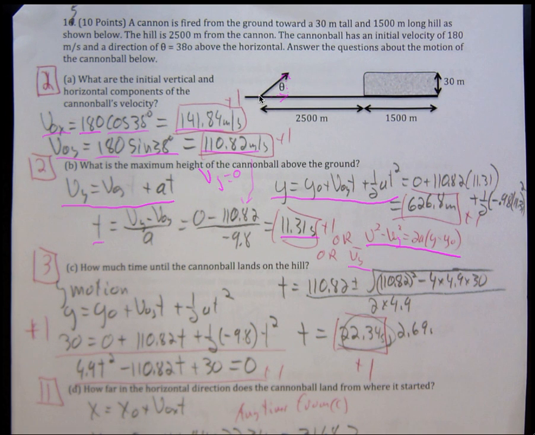And then the cannonball is going to land on the hill. And part C is how much time until that happens. And so it's the y motion that determines that. Without gravity, it'd never land on the hill. So gravity acts in the y direction. So we need to look at the y motion.